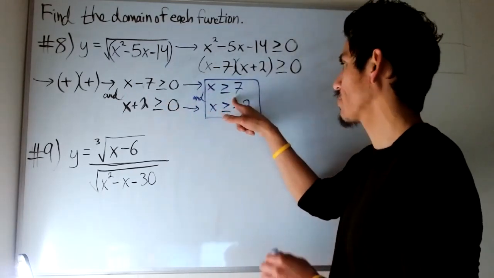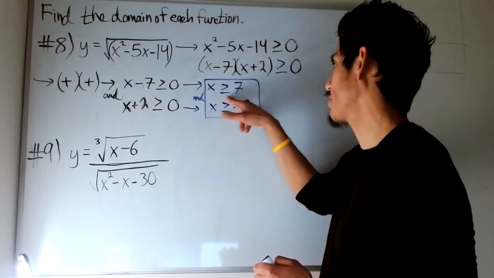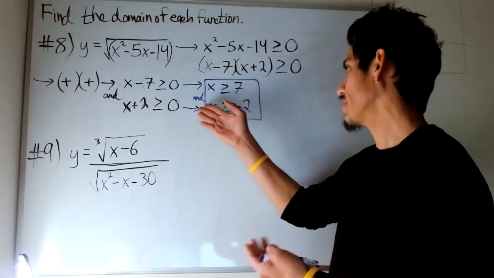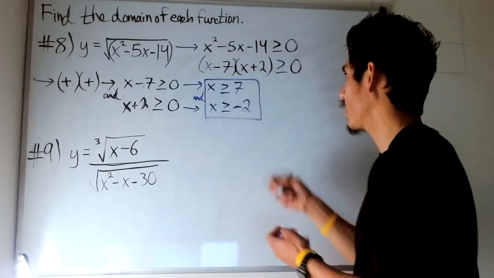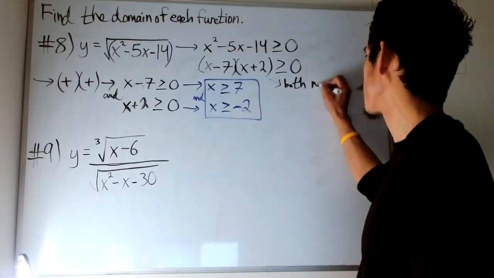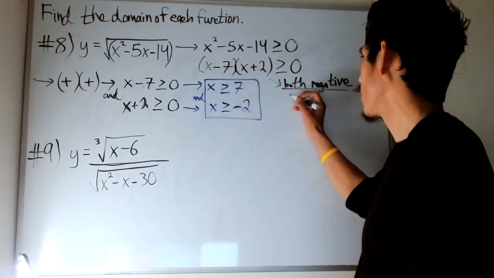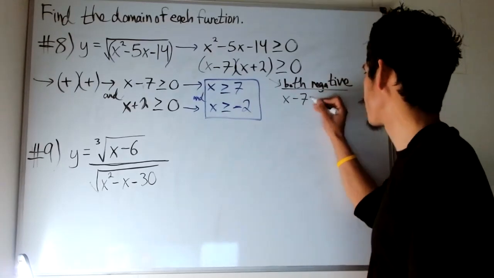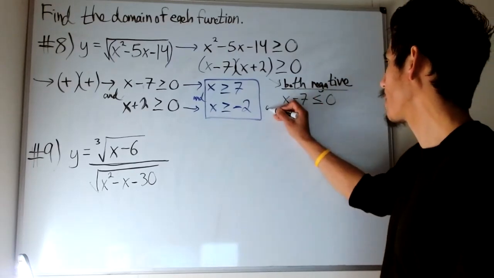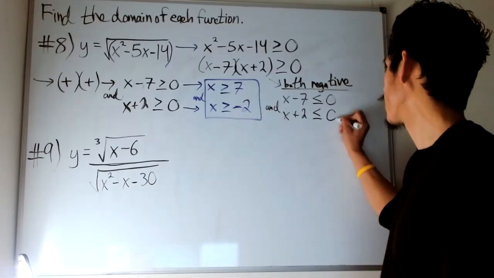So let's just focus on that for now. Making them both positive, x has to be greater than or equal to 7, and x has to be greater than or equal to negative 2. Now the other case that could happen is if they're both negative, because a negative times a negative also makes a positive. So they're both negative. We can have that x minus 7 is less than or equal to 0, and x plus 2 is less than or equal to 0.